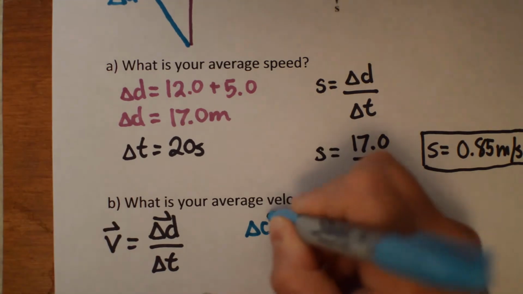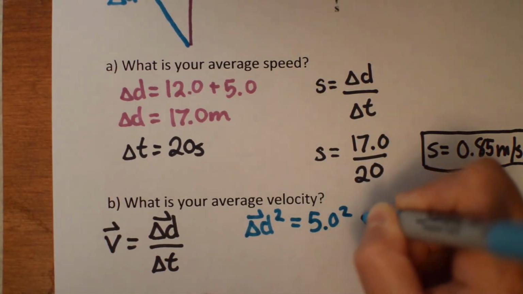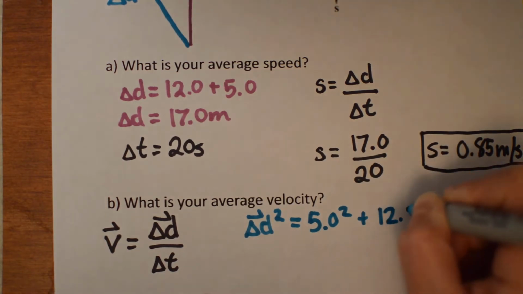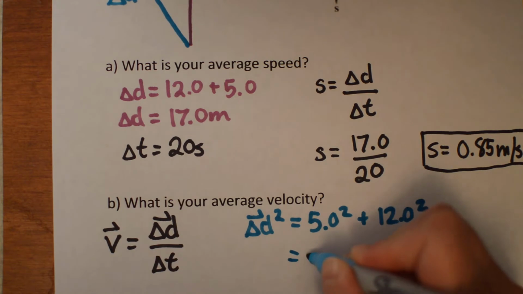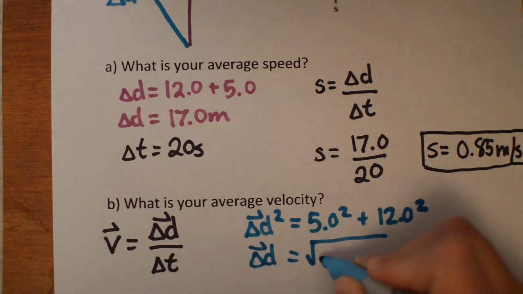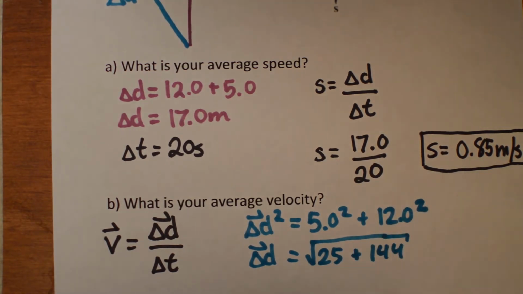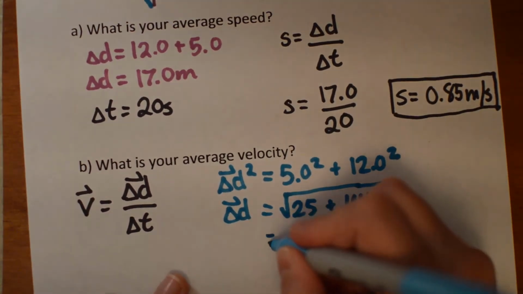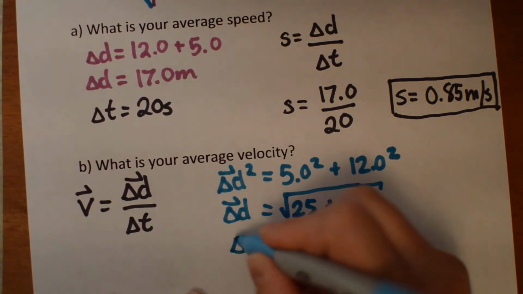So delta d squared would be the 5 squared plus the 12 squared. When I square root both sides, I'm going to have 25 plus 144. It's going to be 169 in there. Square root of that is 13 meters. So delta d is 13 meters.